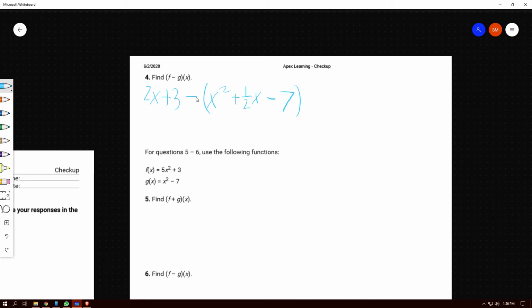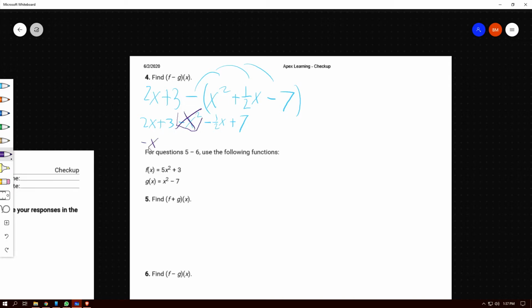Excellent. And now, just like I did before, I have a subtraction problem, so I need to distribute that negative 1. So I have 2x plus 3 minus x squared minus 1/2 x plus 7, right? Negative 1 times positive x squared is negative. Negative 1 times positive 1/2 is negative. Negative 1 times a negative 7 is positive. So now I'm going to look. Do I have any other x squared terms in this one? No, I do not. So I can cancel that out.